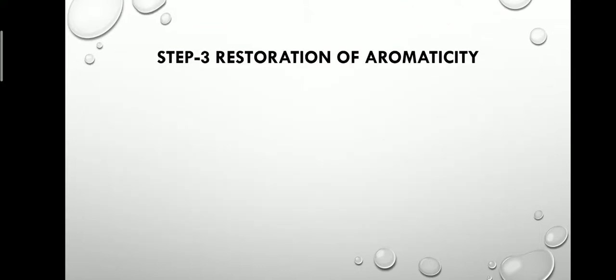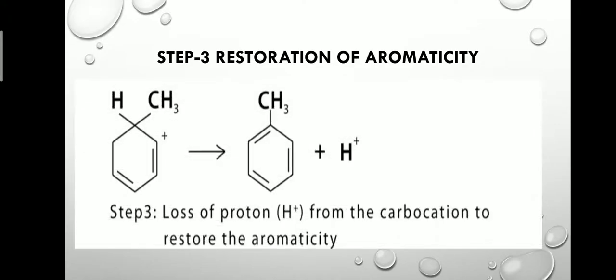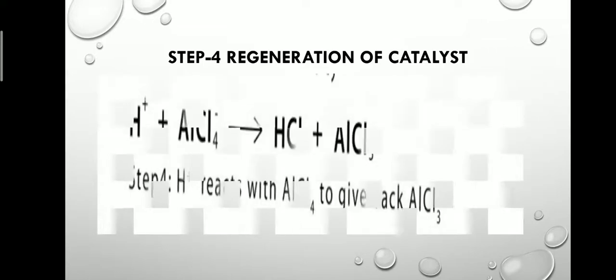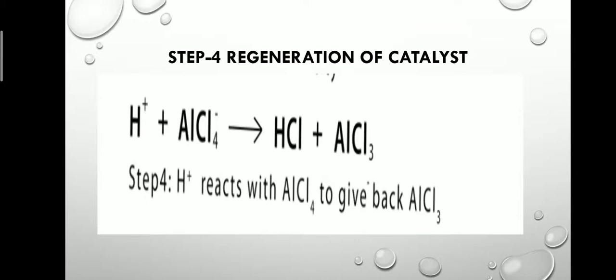The third step is restoration of aromaticity. To restore its aromaticity, a proton will be lost. This proton will be lost as H plus, resulting in the aromatic ring. Our fourth step is the regeneration of the catalyst. The proton reacts with the aluminum complex and forms HCl and aluminum trichloride. So you are getting back your catalyst.